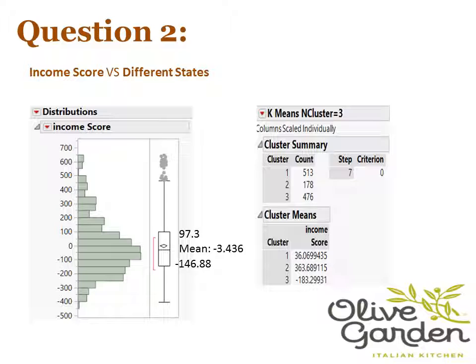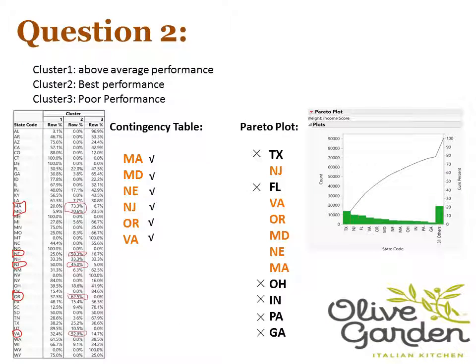Then I did K-means to categorize restaurants by income score. From the cluster means, we can find that cluster 1 represents restaurants that have above average performance, cluster 2 is restaurants that have the best performance, and cluster 3 is the poor performance. Then I used a contingency table to find the relationship between different states and clusters.